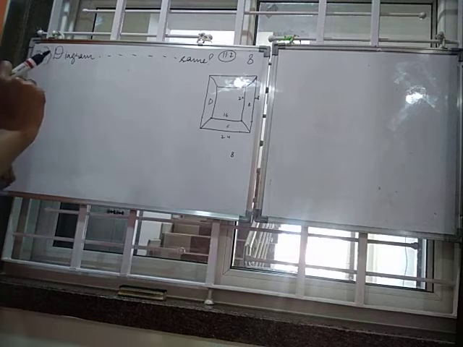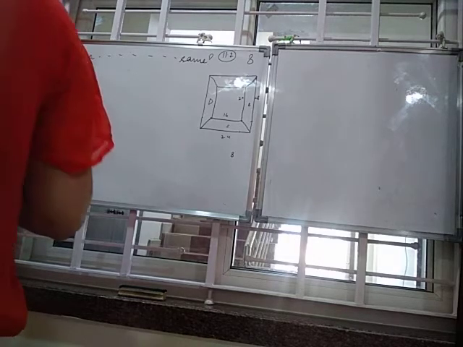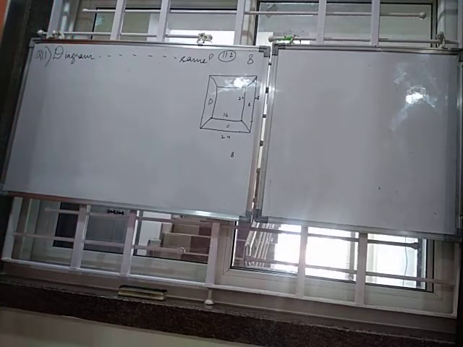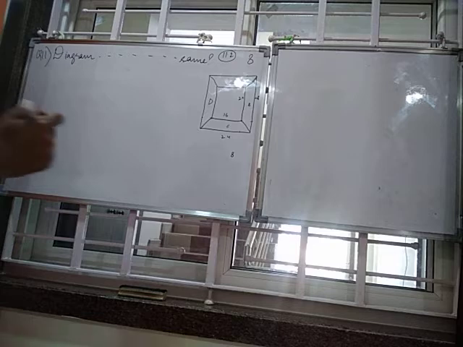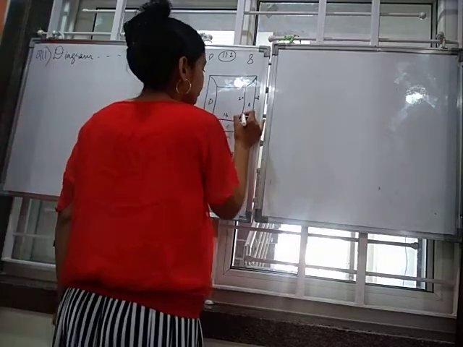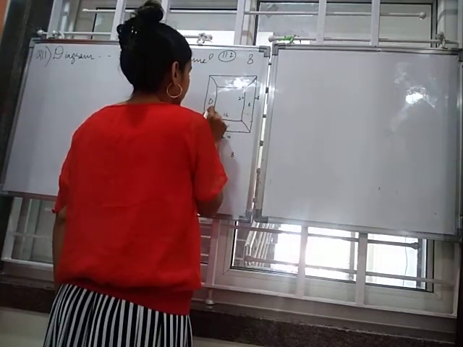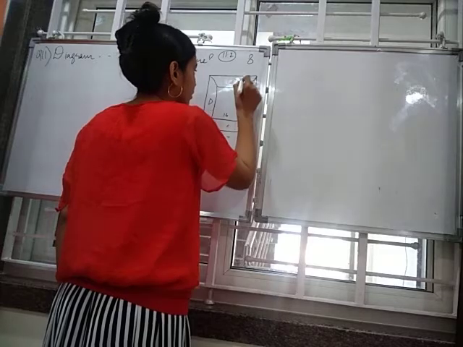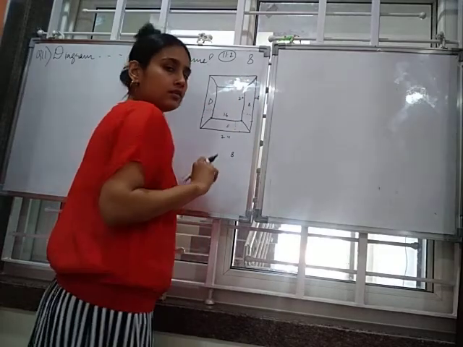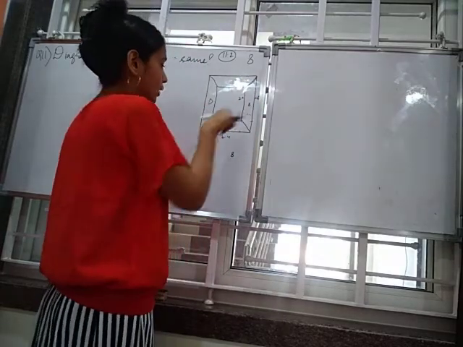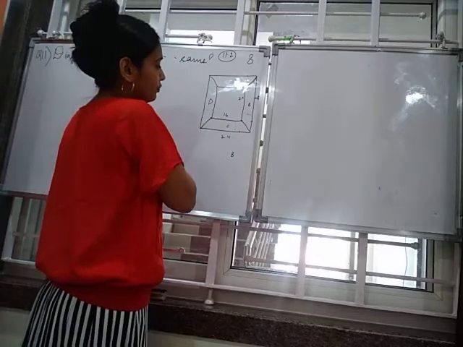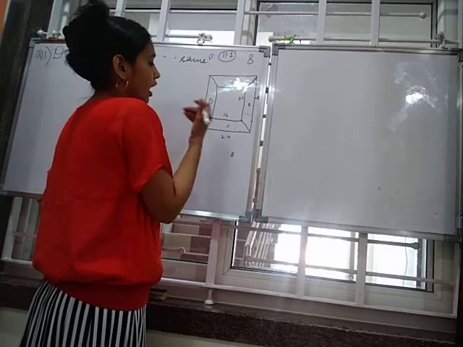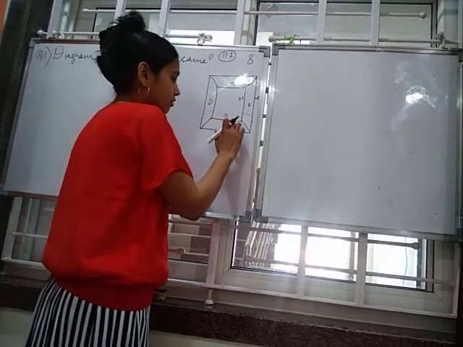Now we have to find the area of each section of the frame if the width of each section is the same. So width means this part. This is equal. Okay, the width is equal here. So how to find out the width?